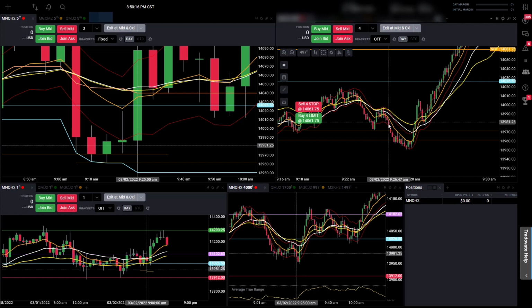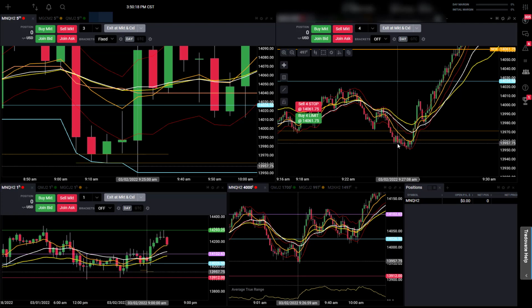So as it sold off, it went and breached those lows. And it stayed there for a little bit, from 927.08 on the seconds to 928. So it stayed down here for about a minute.